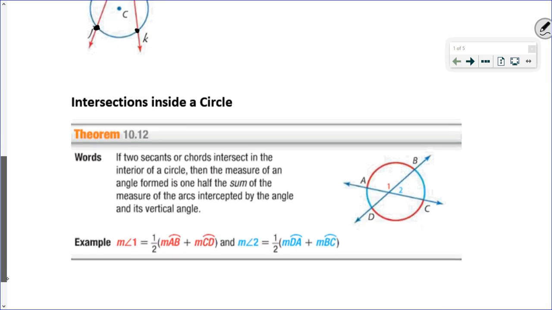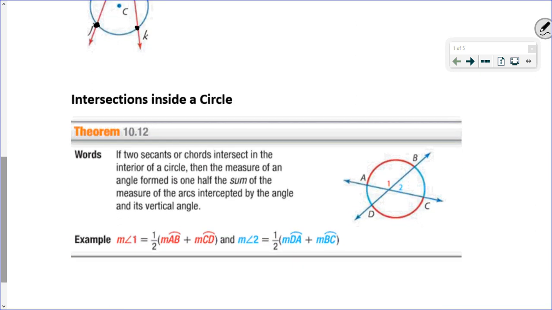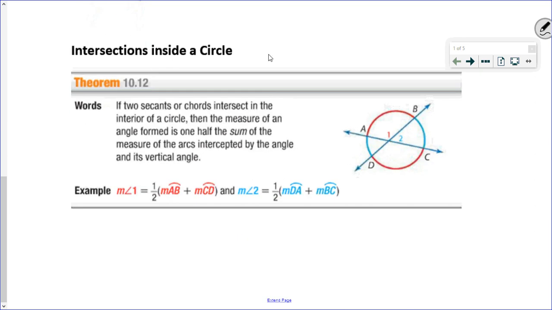An intersection inside a circle. So theorem 10.12 is talking about intersections inside a circle. If two secants or chords intersect inside the interior of a circle, then the measure of an angle formed is 1/2 the sum of the measures of the arcs intercepted by the angle and its vertical angle. So here we're talking about vertical angles again.